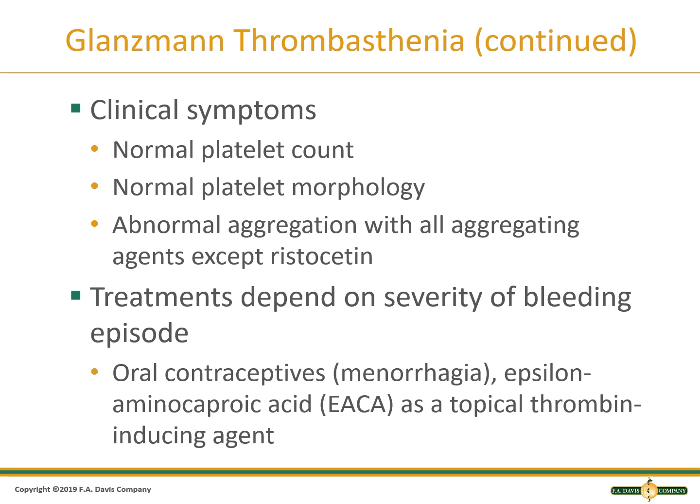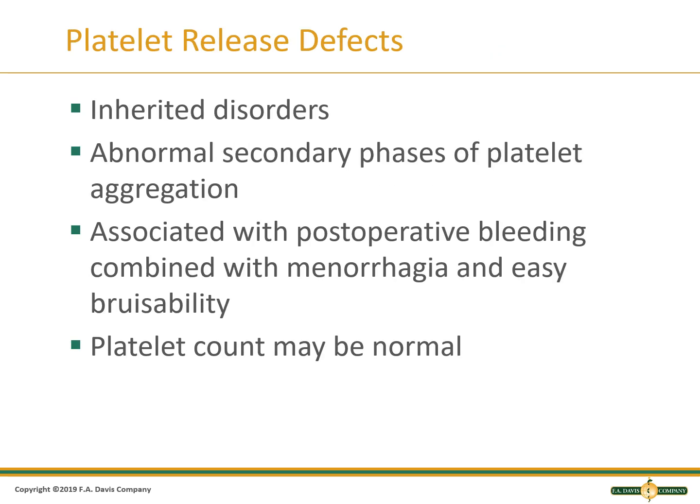And epsilon aminocaproic acid, or EACA, can be used as a topical thrombin-inducing agent, meaning it can be applied to the area that is bleeding. There are also patients that have issues with platelet release defects. These are also inherited disorders. There is abnormal secondary phases of platelet aggregation. It's associated with post-operative bleeding combined with menorrhagia and easy bruisability. However, the platelet count may actually be normal.